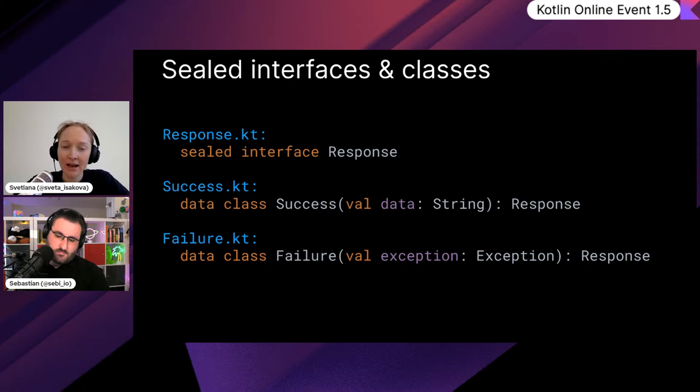Another change that you can notice on this slide is that all subclasses of a sealed class or interface can now be in different files, but they should be in the same package and compilation unit. In this example, you see that the success subclass is in its own file and the failure subclass is also in its own file. For such a simple case, there is no need to introduce these extra files, of course. But for more complicated scenarios, when your classes tend to grow, it's really a good idea to extract them into separate files.